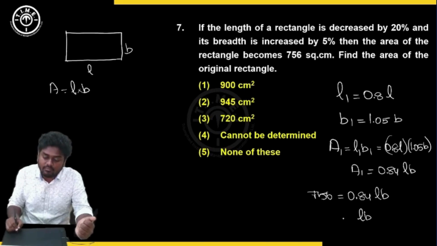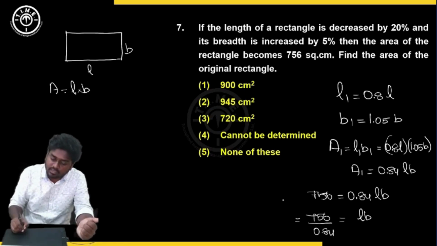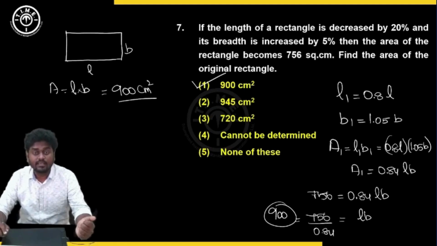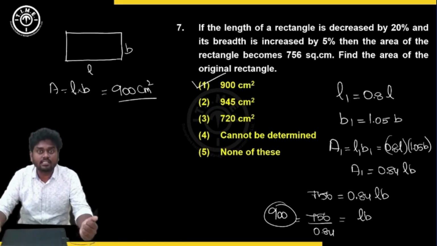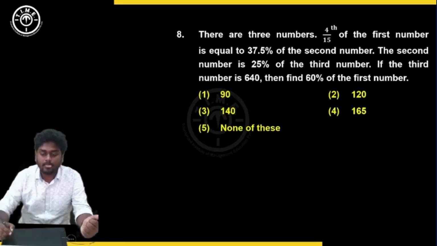From this we can easily find the value of LB. 756 divided by 0.84 gives the value of LB as 900. This is nothing but the area of the original rectangle, 900 centimeters square. So the answer for this question is option 1, 900 centimeters square. Is that clear, everyone? Another question, let's go quickly.